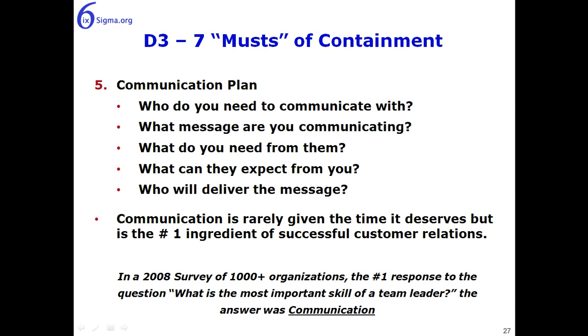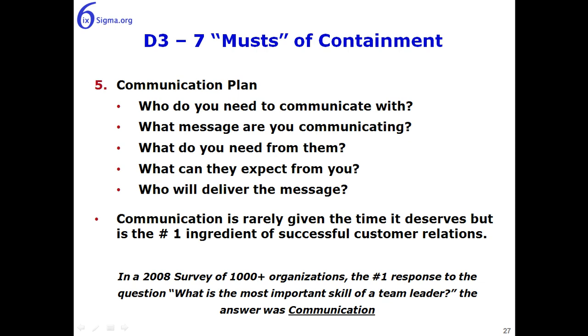The next step in our containment, our D3 containment, is the communication plan. So what does a communication plan consist of? Well, who do you need to communicate with? Could be internal customers, could be suppliers, certainly external customers. What message are you trying to communicate? What do you need from them? What can they expect from you, and who will deliver the message?